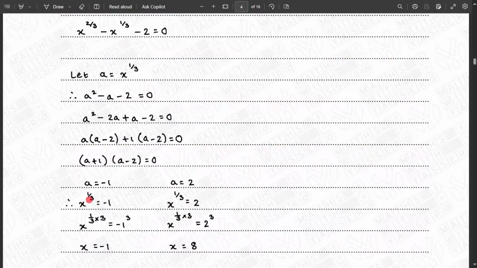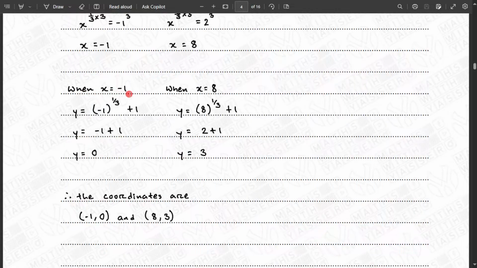Or we can say x to the power 1/3 equals -1 and x to the power 1/3 equals 2. So if we raise both sides to the power 3, we will be left with x equals -1 and x equals 8.